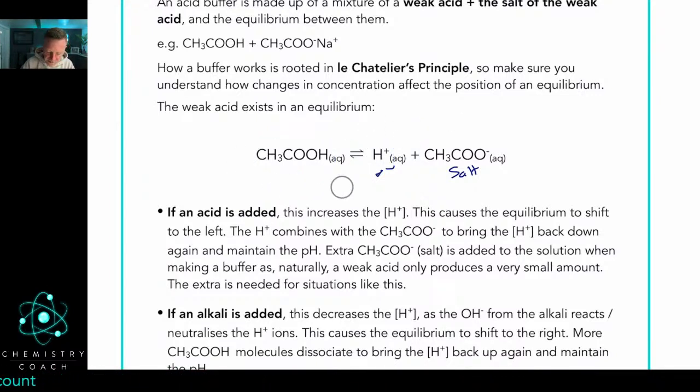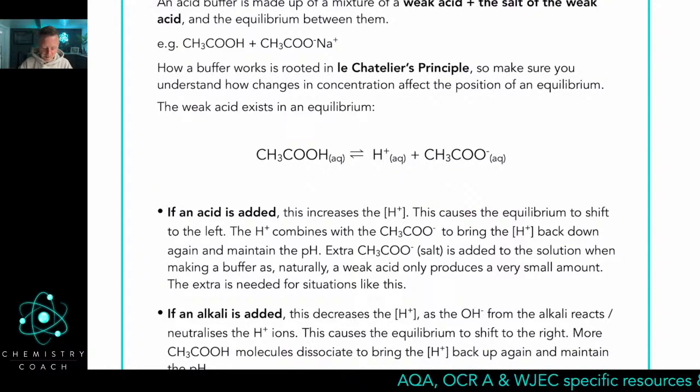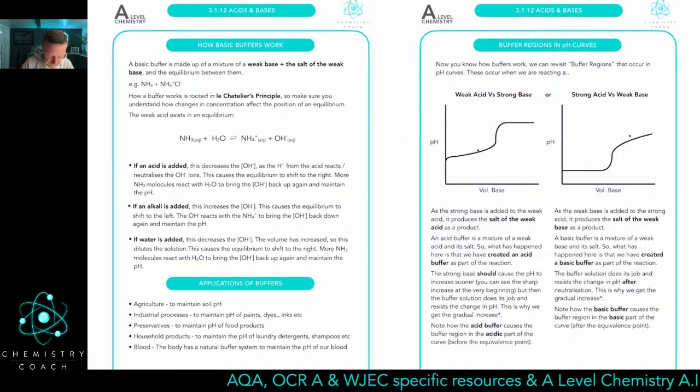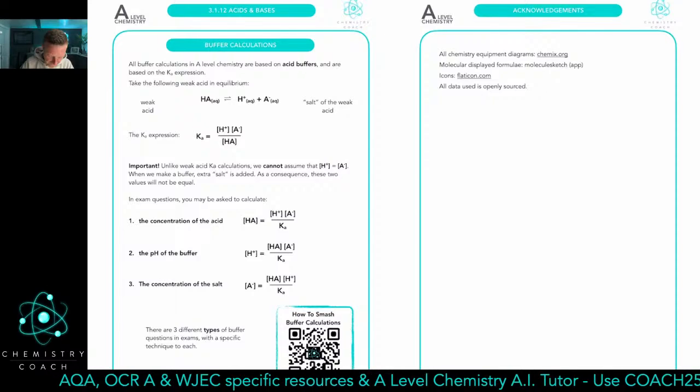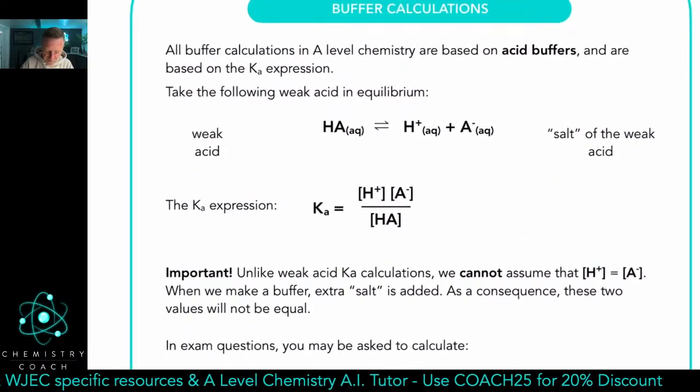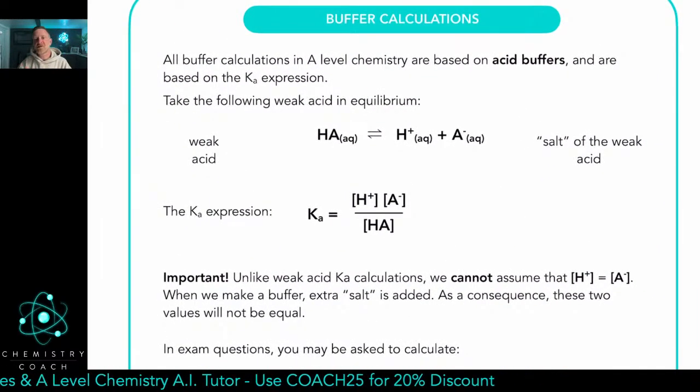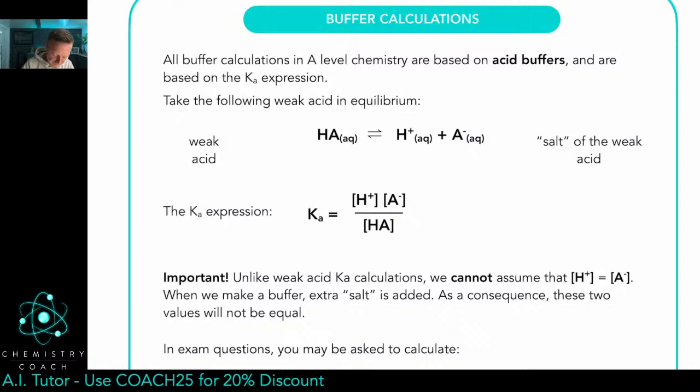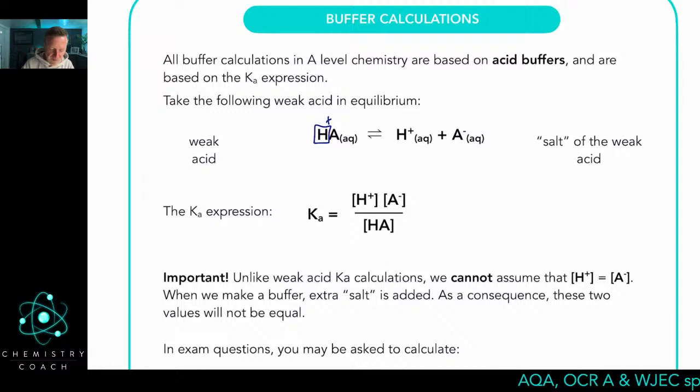So what sort of questions can they ask us in terms of buffer calculations? Well, let's have a look at our expression first and foremost. Now, this is a simplified version of what we've just looked at. This is your acid, HA. You've probably seen this before. The H here is, of course, the hydrogen ion that dissociates from that weak acid.